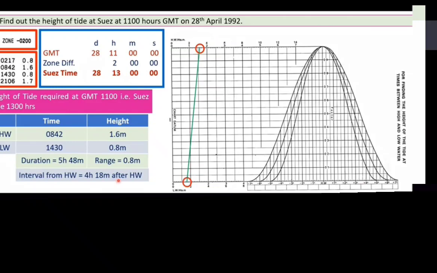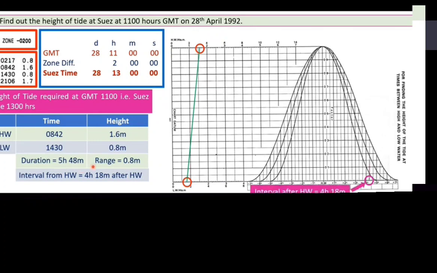Our interval is 4 hours 18 minutes after high water. We can see here that for each hour there are 3 divisions, so each division represents 20 minutes. Accordingly, we can reach where it represents 4 hours 18 minutes after high water, so it shall be to the right. And from there, we go vertically up to which curve? Our duration is 5 hours 48 minutes, so we shall be visually interpolating between 5 hour and 6 hour curve. So we go vertically up from here.